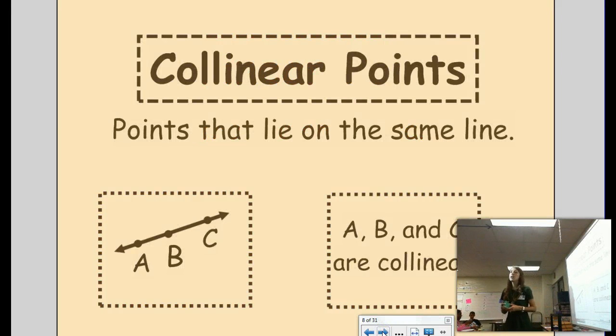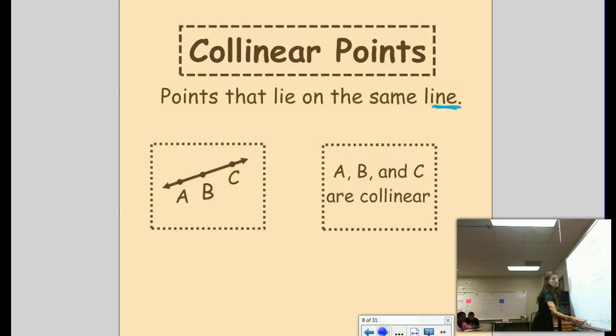All right, who had collinear? No one had collinear, someone had coplanar. So collinear, everyone say it. Collinear, because I hear all different pronunciations of this. Collinear are points that lie on the same line. Yep, points that lie on the same line. So I want you to think of collinear as meaning same line. So co means same, and linear sounds like line. Collinear, same line.